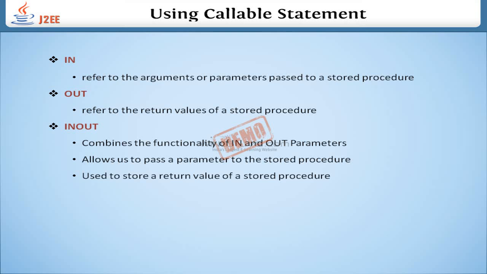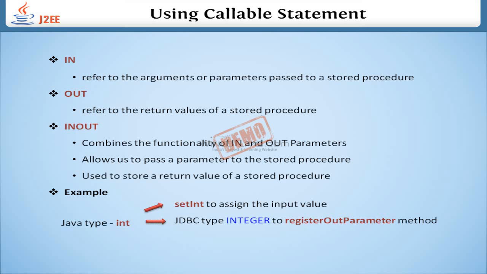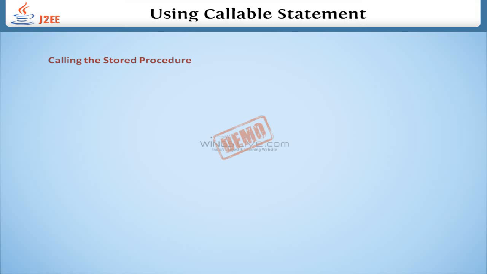In case of using the in-out parameter, for example, if the parameter's Java type is int, you should use the method setInt to assign the input value, supply a JDBC type integer to the method registerOutParameter, and use the getInt method to retrieve the output value. Till now, we have seen the three general forms of calling the stored procedure. Let's discuss an example in which we call the created stored procedure.